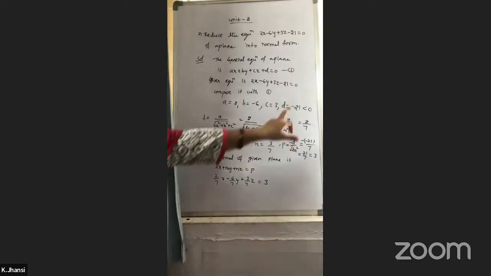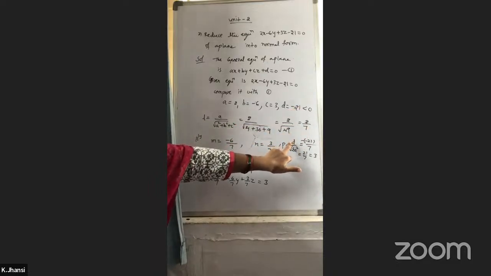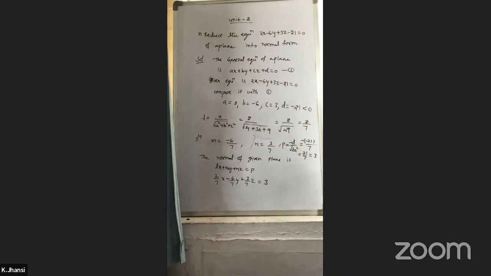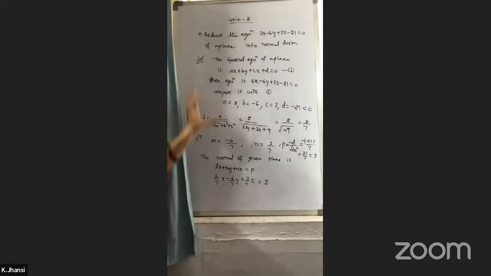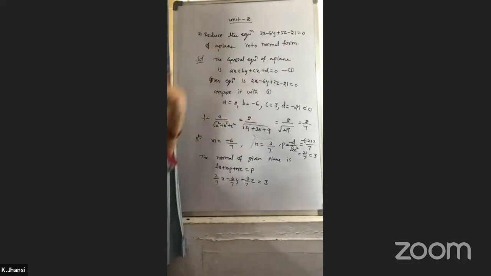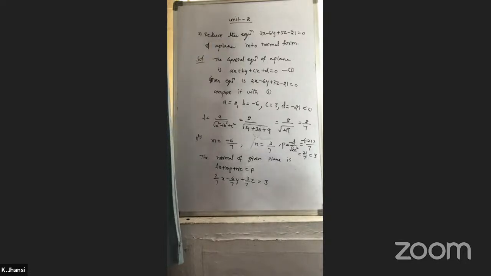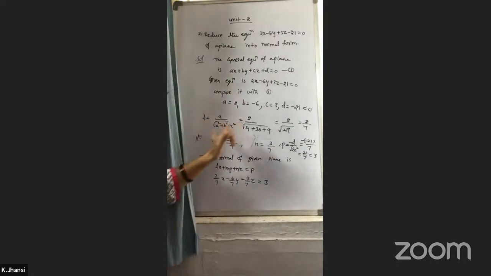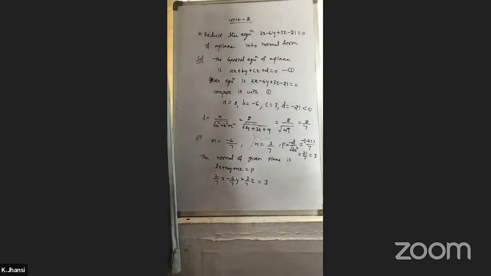If you get the D value as positive, you will get only D by root of sigma A square. So that is the slight change between a negative value and a positive value; the formula will be different. So with the help of the formula, we can convert the given equation of the plane into normal form. This is the procedure. Try to remember the formulas of L, M, N and also P. If you know them, directly substitute in the formula and we will get the answer. This is also one of the important problems for 5 marks in the second unit.